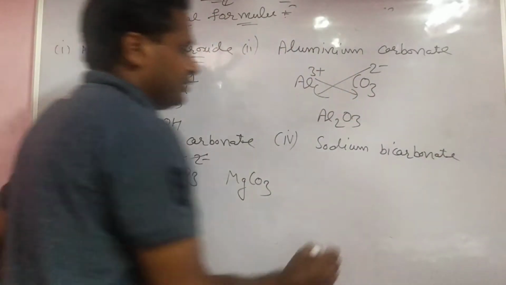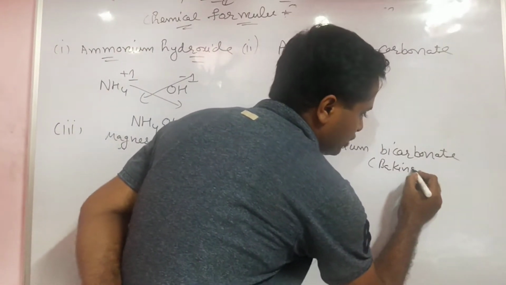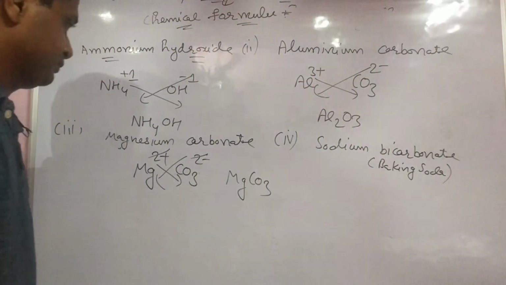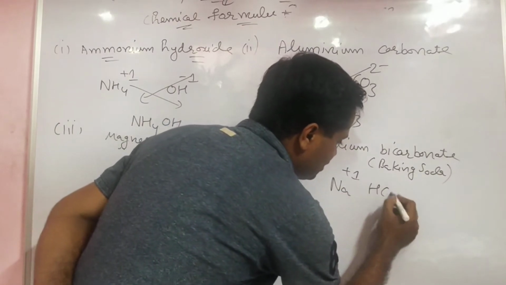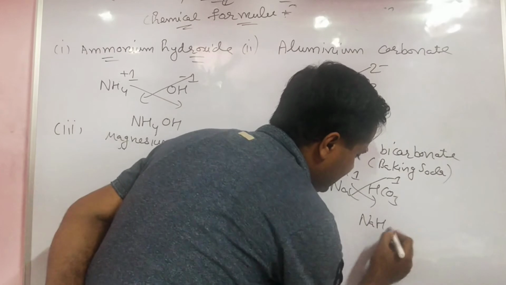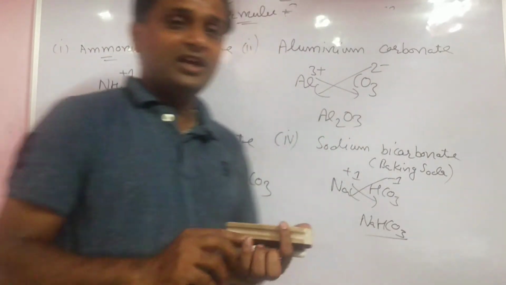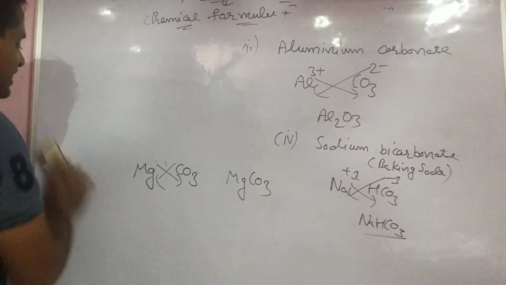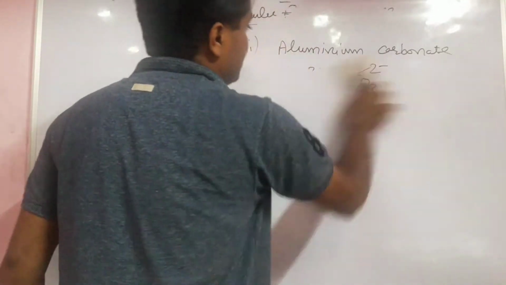Sodium bicarbonate, common name baking soda. It is used as an antacid for acidity. Sodium is 1 positive and HCO3, bicarbonate, is 1 negative. That is NaHCO3, sodium bicarbonate. Yes, we take another practice. Sodium bicarbonate, baking soda.